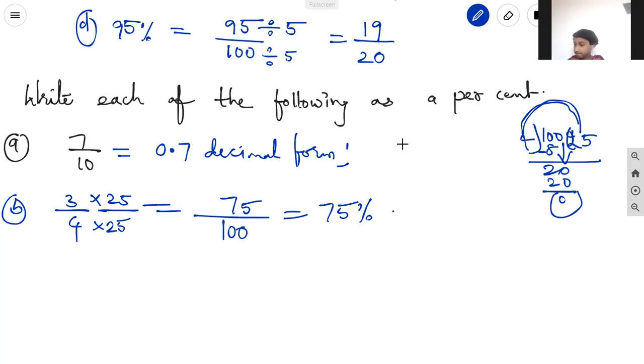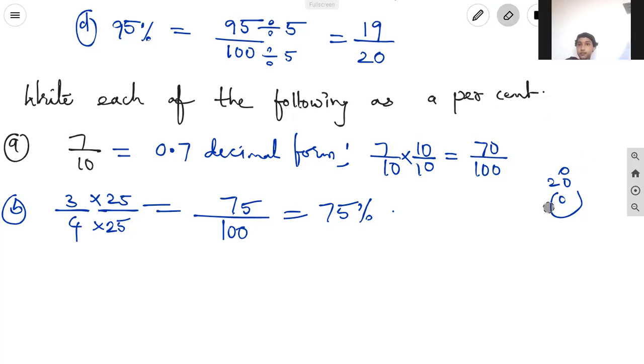Write in percent form means 7/10, and we convert it into 100. When we multiply numerator and denominator by 10, then the denominator turns into 100. Numerator is 7 10s are 70. So how much percentage? 70 per 100. That is nothing but 70%. Okay.